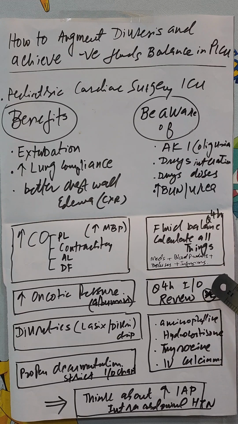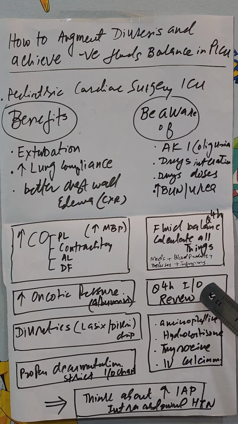And you have to review your intake output every 4 hours, and suppose after 4 hours your intake is more than your output, how are you going to get negative balance? If you are trying to get negative balance, your output has to be better than your intake. After every 4 hours you need to review.